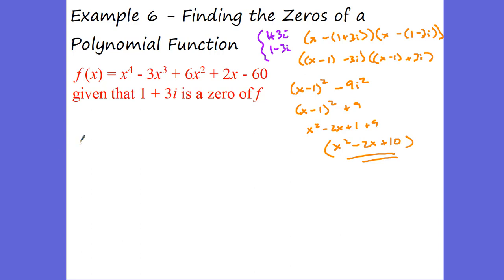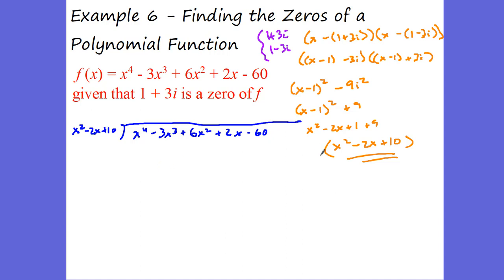we can do our long division. Okay, x squared minus 2x plus 10 divided into x to the 4th minus 3x cubed plus 6x squared plus 2x minus 60. We can't do synthetic division because this is not just a simple factor like x minus 2. So how many times does x squared go into x to the 4th? It's x squared. So I'm going to distribute x squared times all of this.